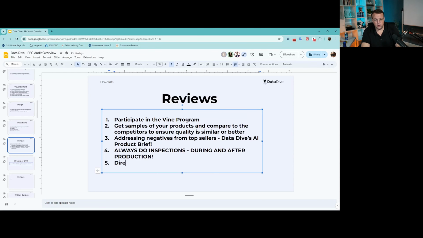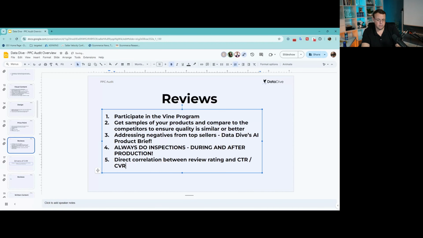So there's a direct correlation between review rating and your click-through rate and conversion rate.